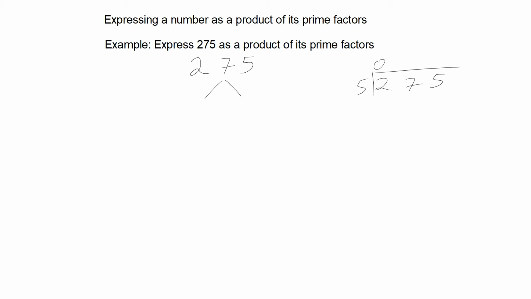5 into 2 goes none, remainder 2. 5 into 27 goes 5, remainder 2. 5 into 25 goes 5. So I can say that 5 goes into 275 55 times. 5 is a prime, I circle it.